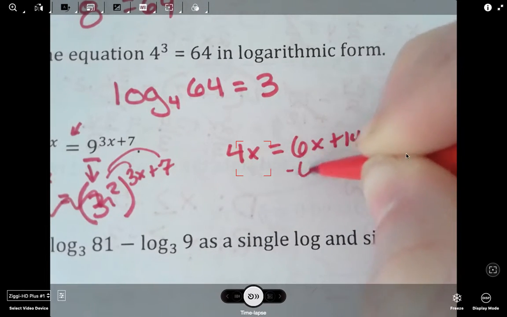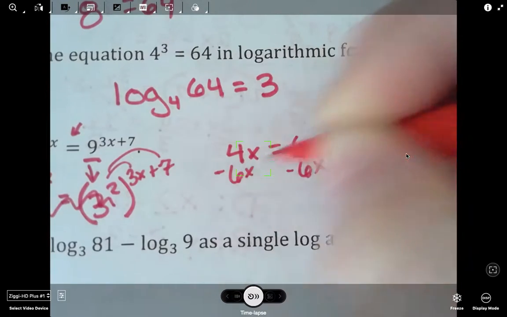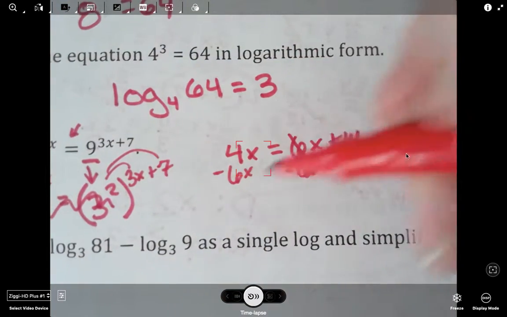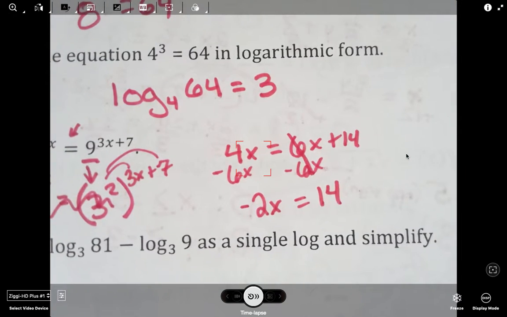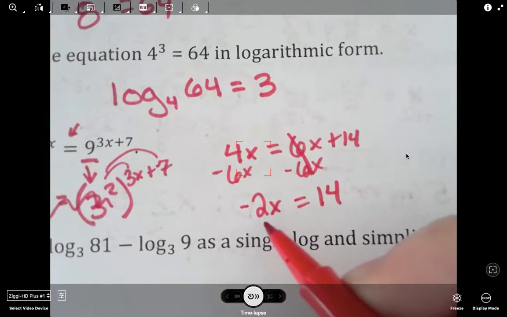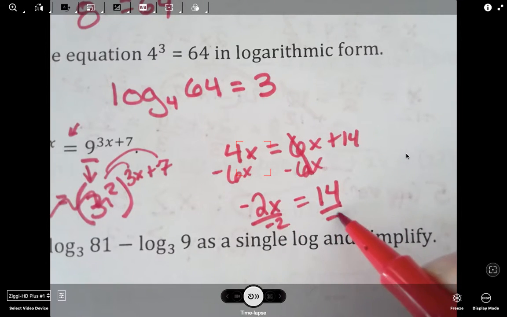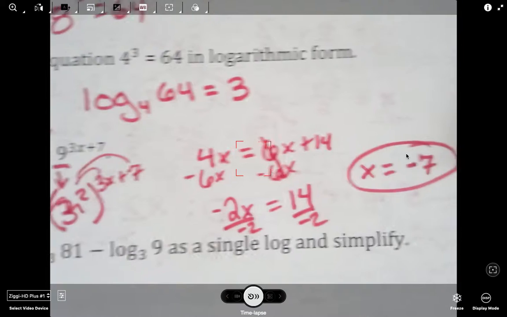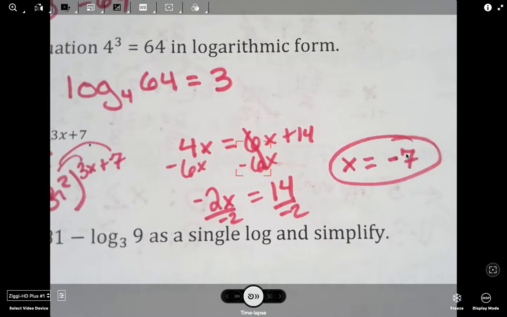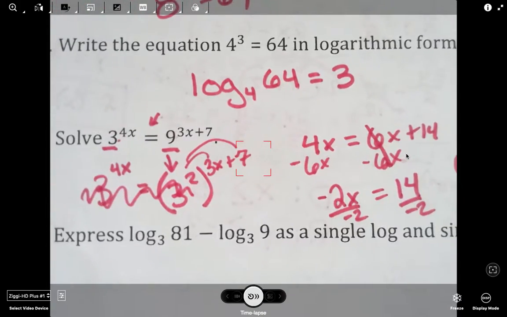Put the x's together, so minus 6x, which we're going to end up with a negative. That's okay. 4x minus 6x is negative 2x. And then divide by negative 2, divide by negative 2. x is negative 7. That's my final answer. Okay, good? Okay.